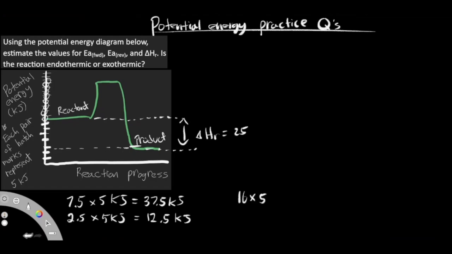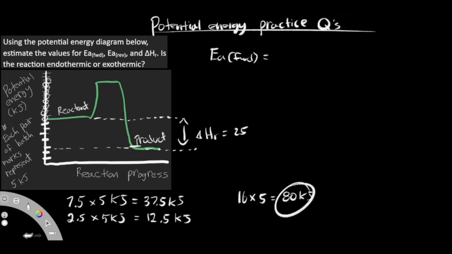So let's write that out. 16 multiplied by 5. What would you get? Ended up getting 80 kilojoules. So we got 80 kilojoules all the way up here. So if that is the case, then how would we find our EA of the forward reaction? I'll just write this here, EA of the forward reaction.